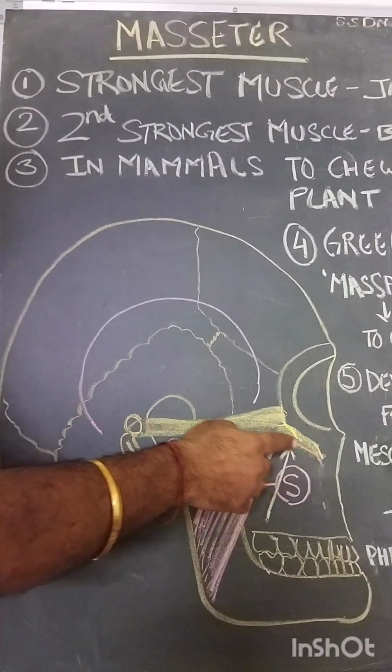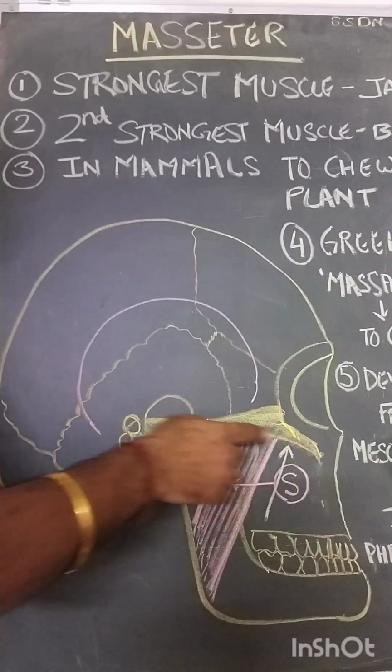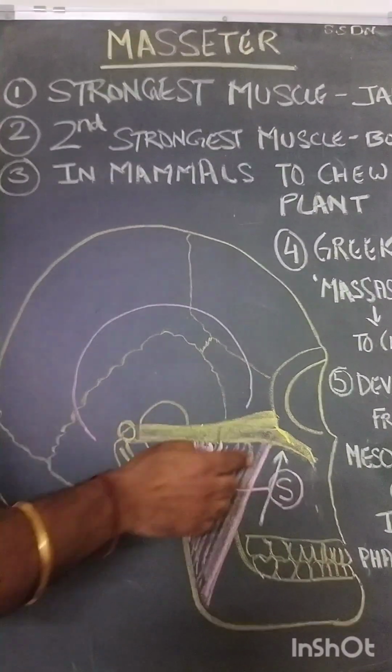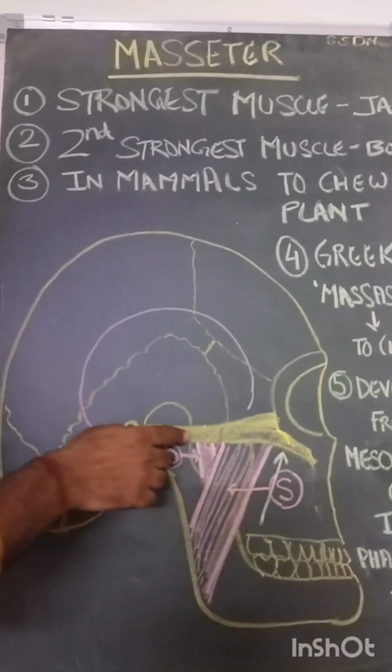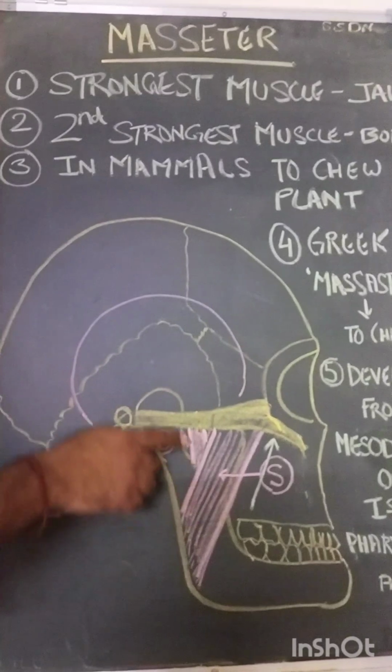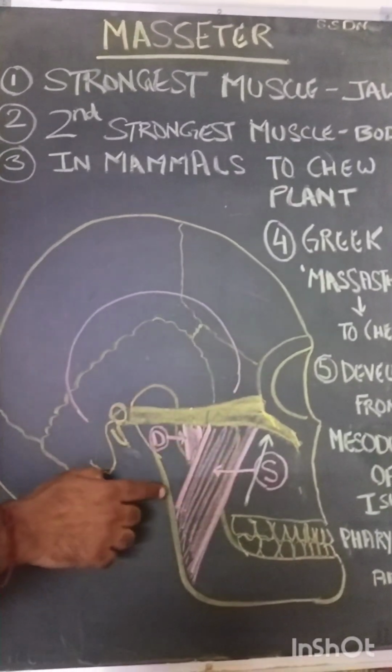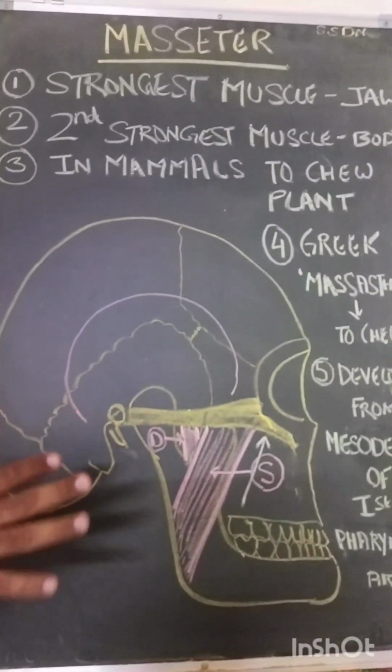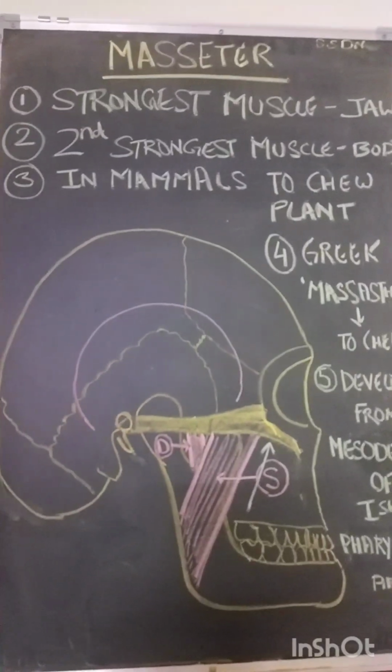The origin is from the zygomatic arch. This is the zygomatic arch. It arises from the lower and deeper aspect of the zygomatic arch, and then it splits into superficial fibers and deep fibers, and both the fibers are inserted into the ramus of the mandible. Now we'll discuss in depth.